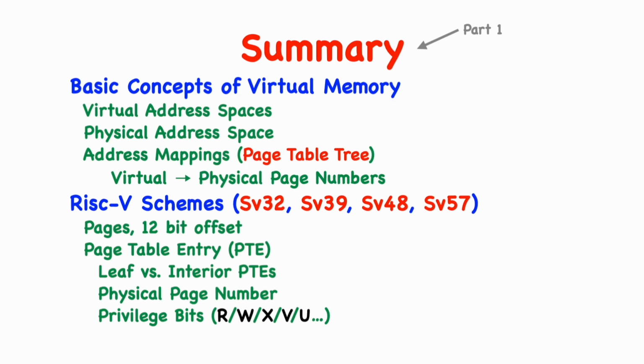Each node in the page table tree is an array of page table entries. Interior page table entries point to nodes at the next level of the tree, and leaf page table entries point to the actual data pages. Finally, we looked at the format of the page table entries. Each virtual page has a number of protection bits to indicate whether that page is readable, writable, or executable, and whether it must be accessed in user mode or by code running in supervisor mode. We also saw that each page in the virtual address space is either valid or invalid.